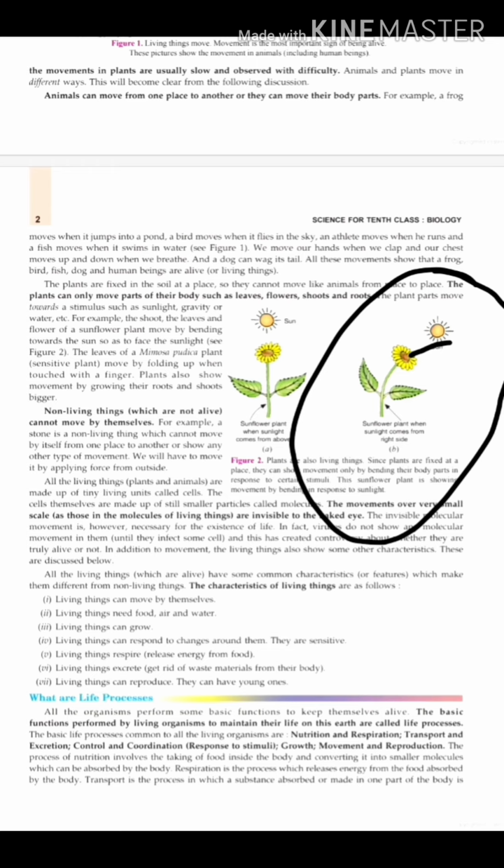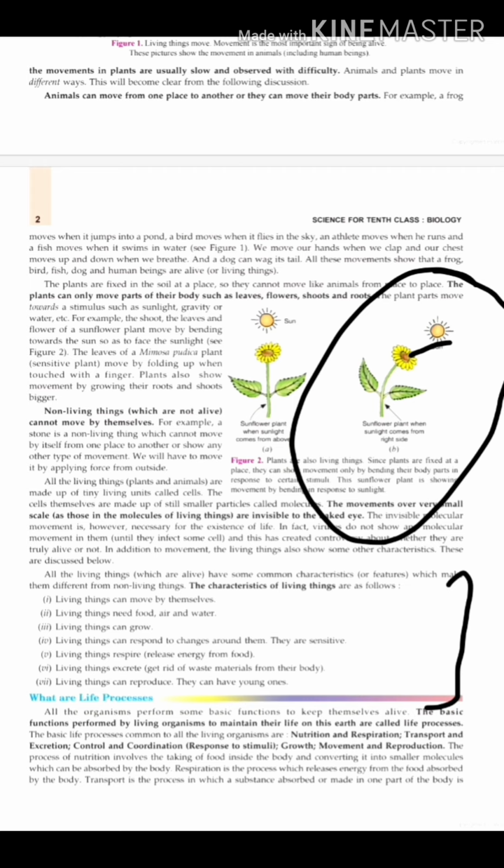Now there are some characteristics also of life process. That is, living things can move by themselves. Living things need food, air and water. Living things can grow. Living things can reproduce. Living things respire. Living things excrete. So all these are the characteristics of the living process for our body.